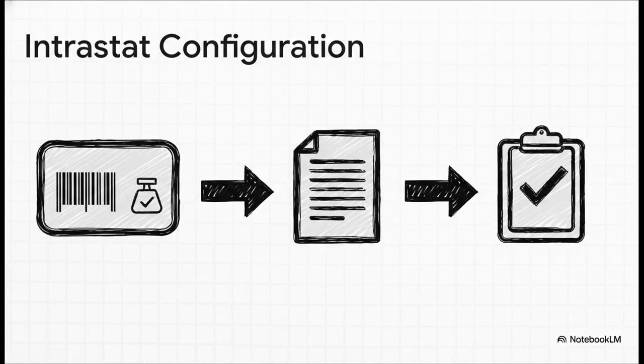It's a similar story for Intrastat reporting. That's the system for tracking goods moving between EU countries. A little proactive setup goes a long, long way. The key is to embed data like the tariff number and net weight right on the item card. Do the work once, upfront, and it'll flow automatically to all your documents, saving you a massive headache later.